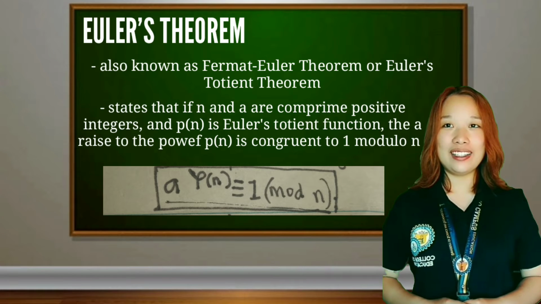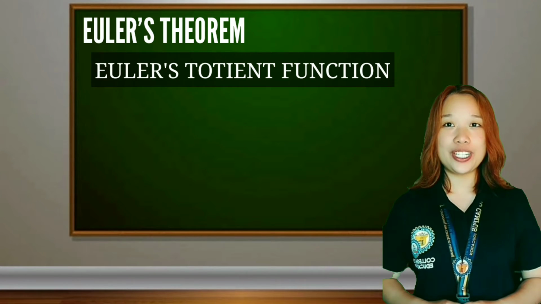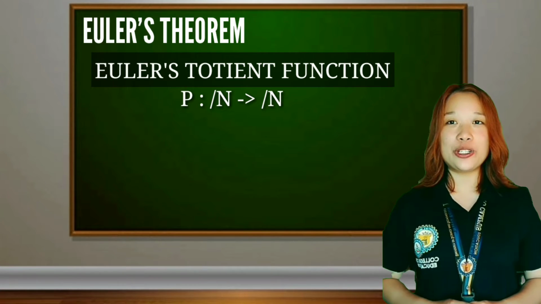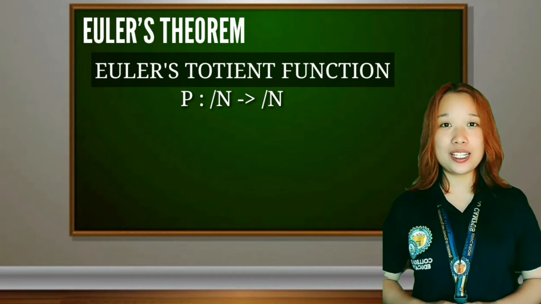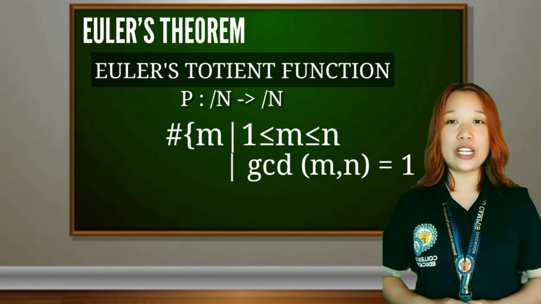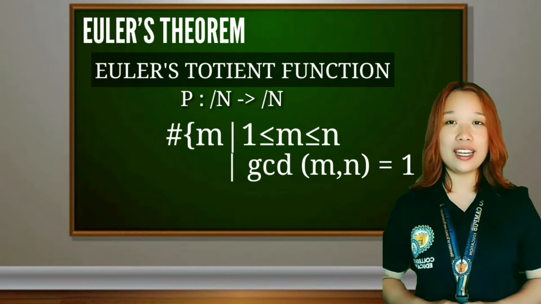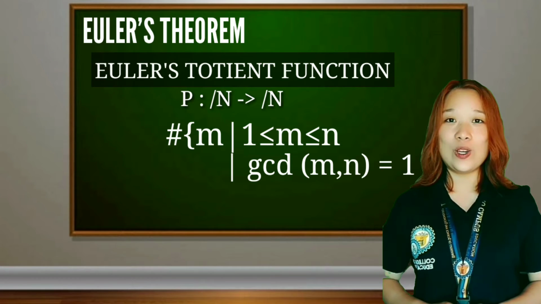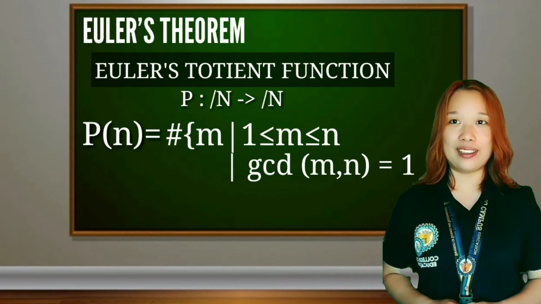So let's define Euler's Totient function, which is generally denoted by phi. It goes from the natural numbers to the natural numbers. It counts the number of natural numbers between 1 and n that are relatively prime to n. So that is the result of phi of n.